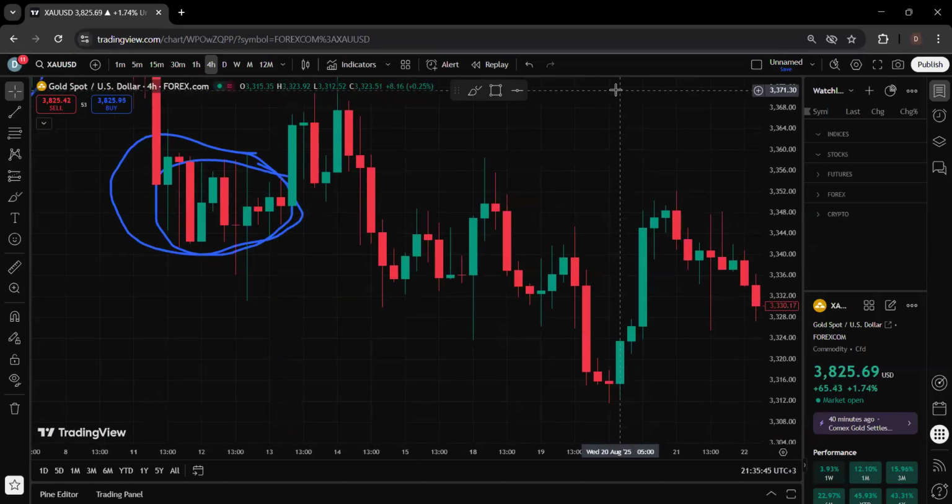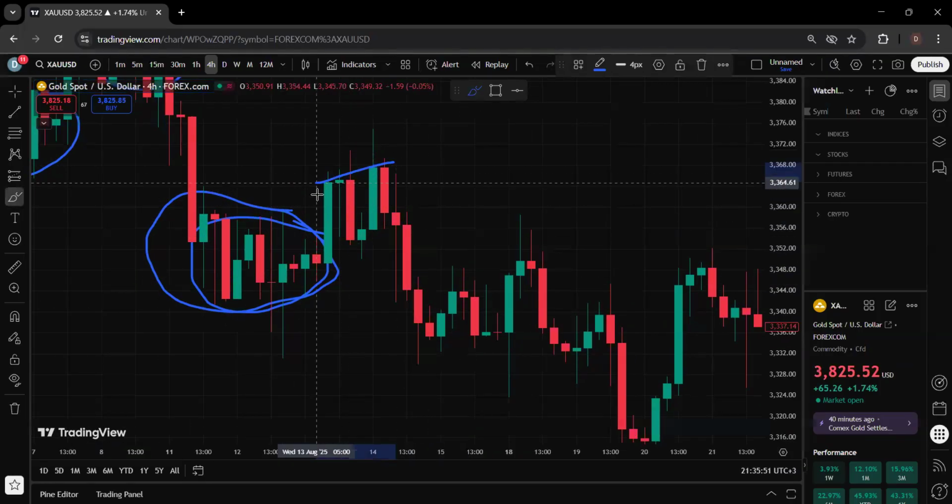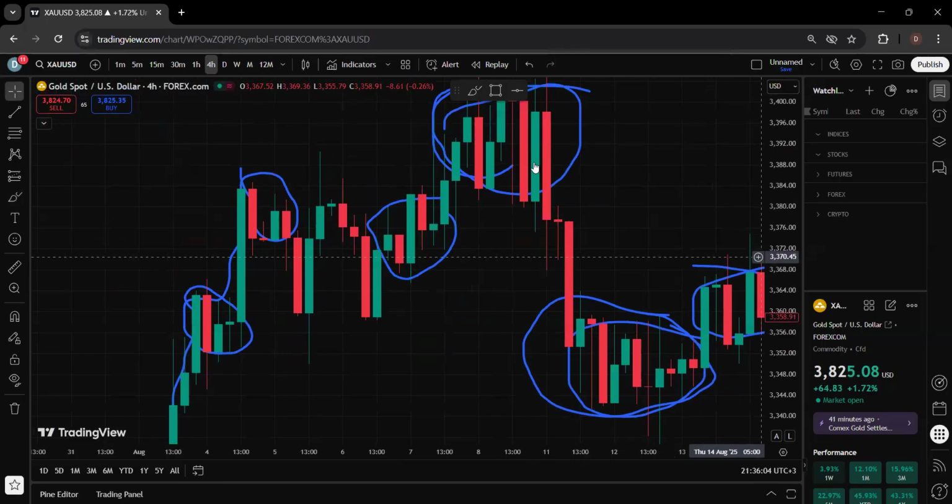Now, this is how you can identify consolidation. We can also call this consolidation. This is also another consolidation. This is also another consolidation. These are downtrend, uptrend. These are downtrend, uptrend. So anywhere you see the candles are just within the same region, that's what we call a consolidation.